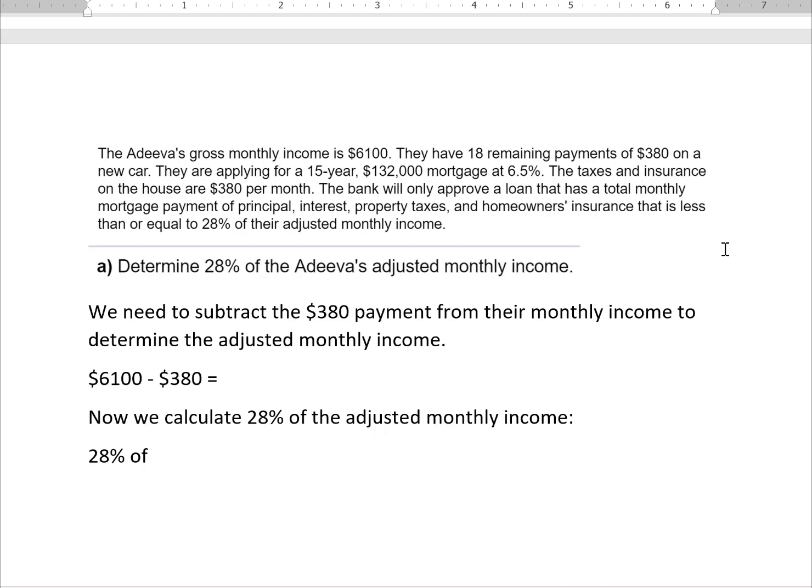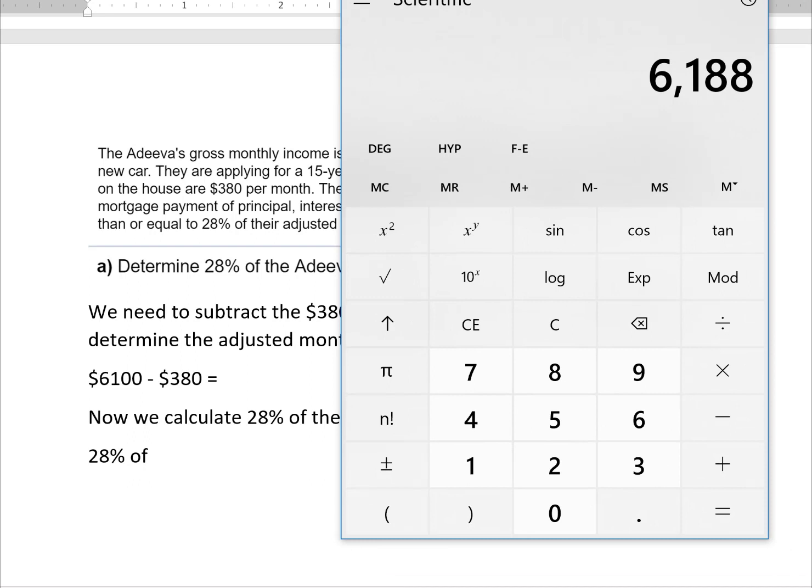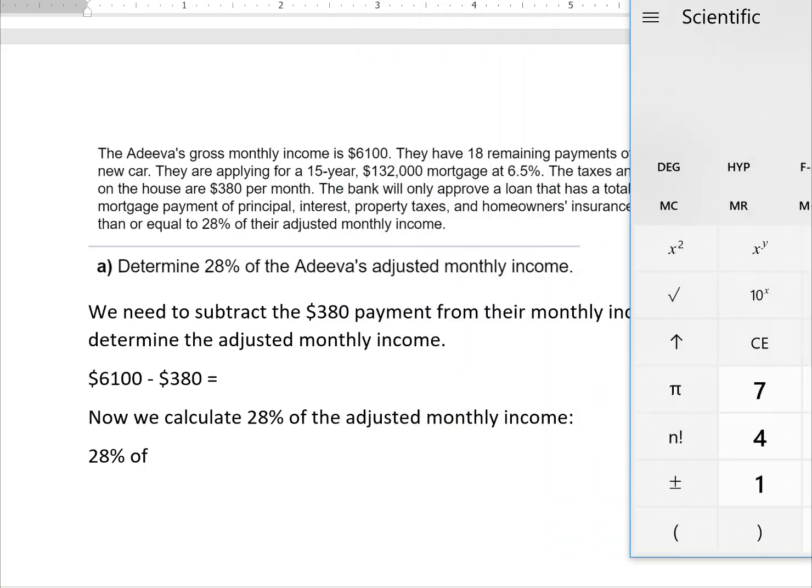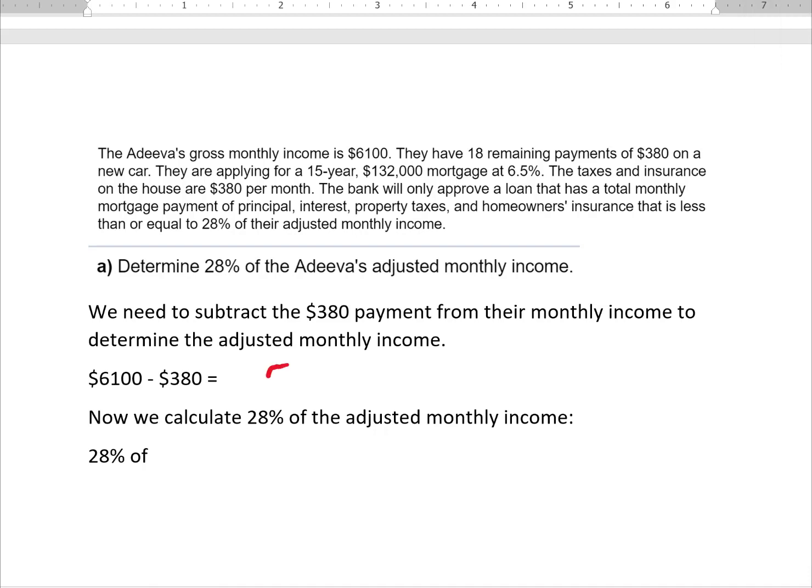To get to the adjusted monthly income, we need to subtract any payments that they have more than 10 remaining payments. So we're going to have to subtract that $380 from their $6,100 monthly income. So I'm going to go ahead and find their adjusted monthly income by taking $6,100 and subtracting $380. So I come up with $5,720. And then I'm going to find 28% of that.